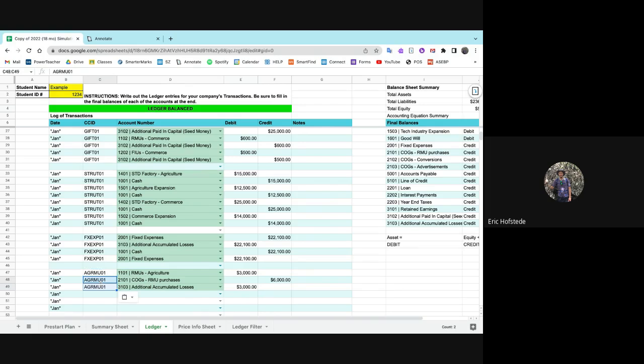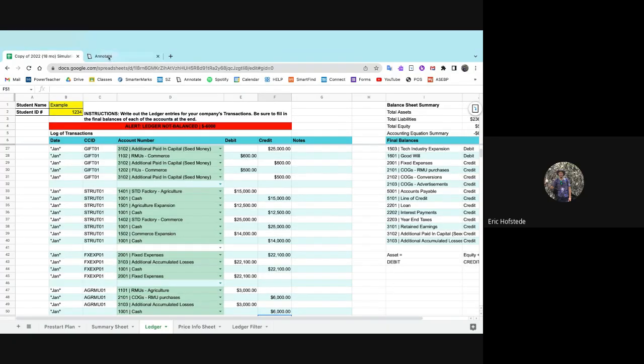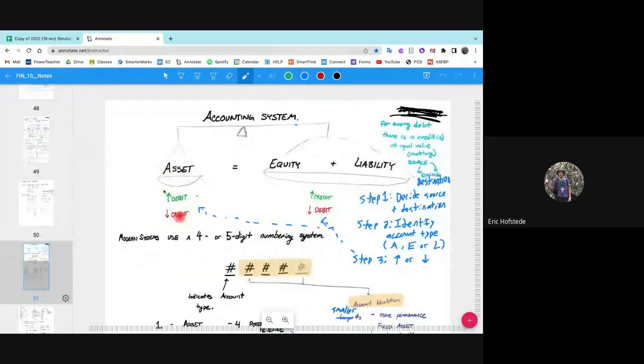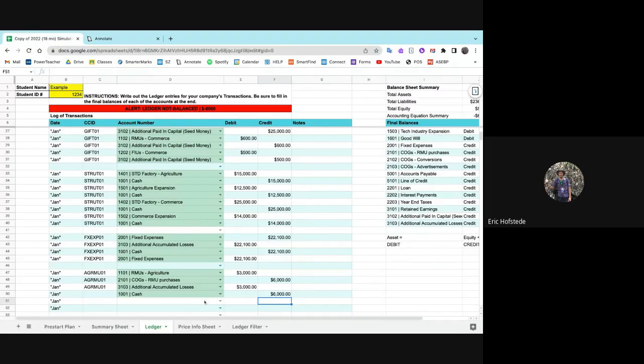Do I actually pay for these now? Probably. That's probably a good next step. I got the bill. I hand them my Visa or some cash or something from my account. So that's going to get rid of $6,000 of cash. So I credit, because cash is an asset. Getting rid of cash means crediting an asset. $6,000 of my cash. And now my bill goes away.